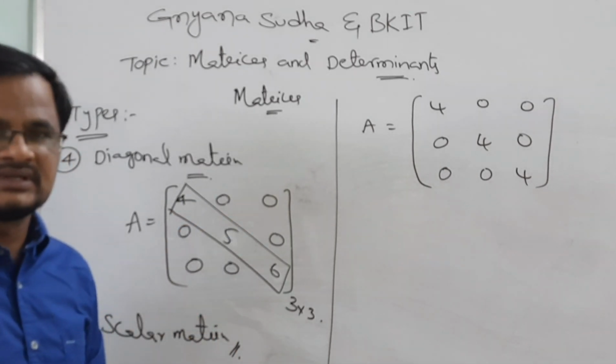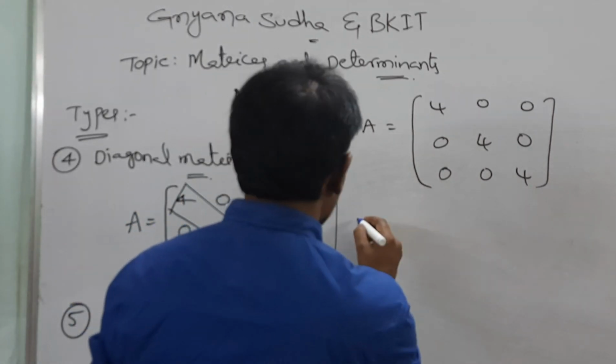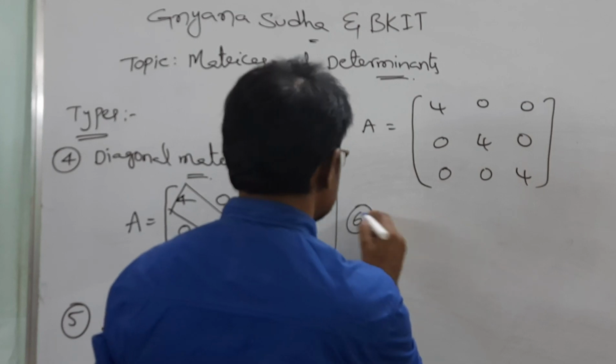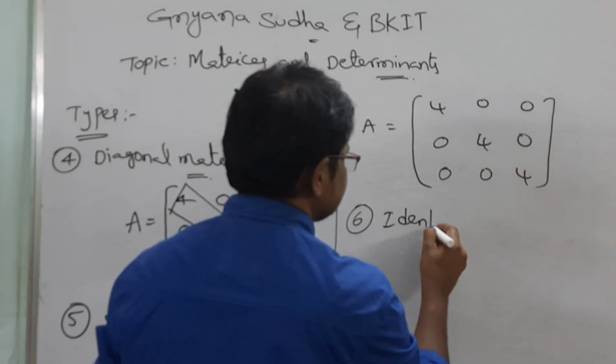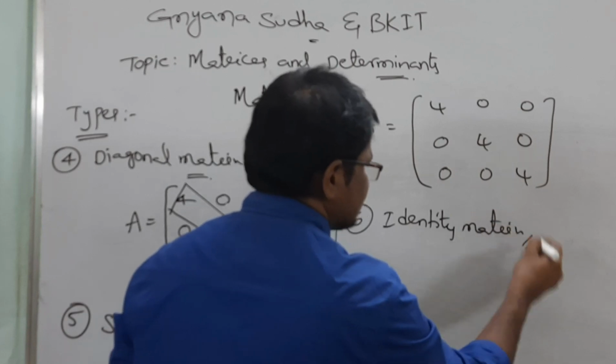Next one is identity matrix. The sixth one is identity matrix.